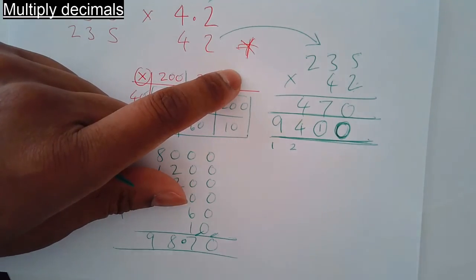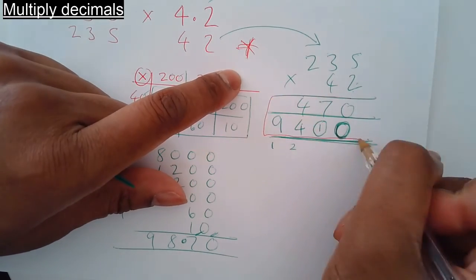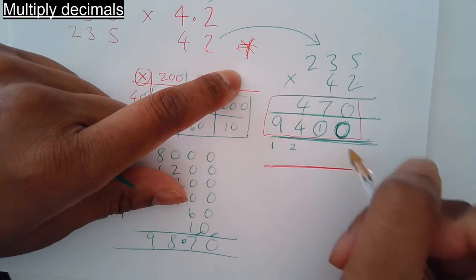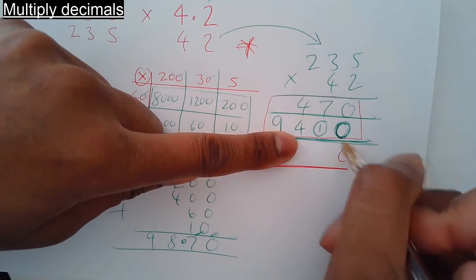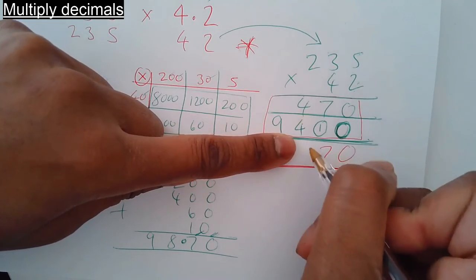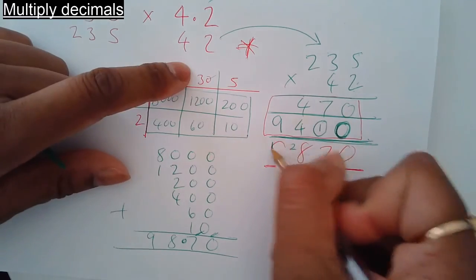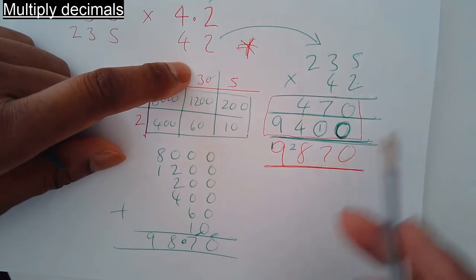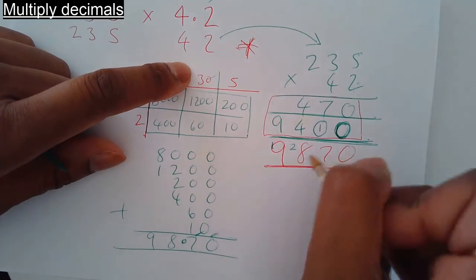Finally now we need to add everything up. 0, 7, 4 add 4 is 8. And then just as we've done here, put the decimal point.